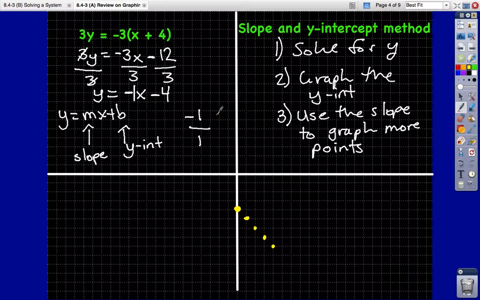Here's something to remember. The numerator, or the rise, could be up or down. Okay? The run right here is always to the right. Always to the right. The only time we go down with the rise is if it's negative. Otherwise, we go up. Okay, so after we graph these points, we connect them with a line, and we're done.